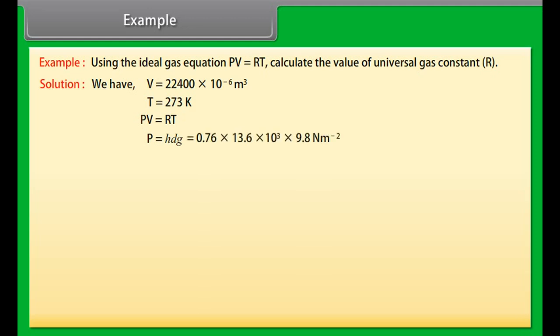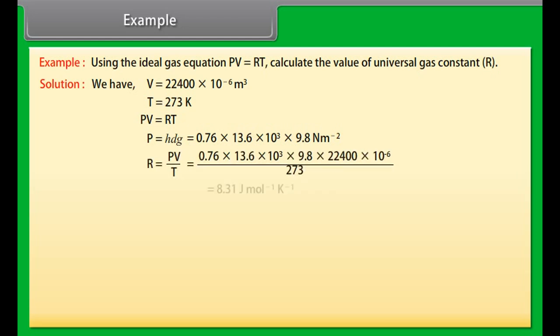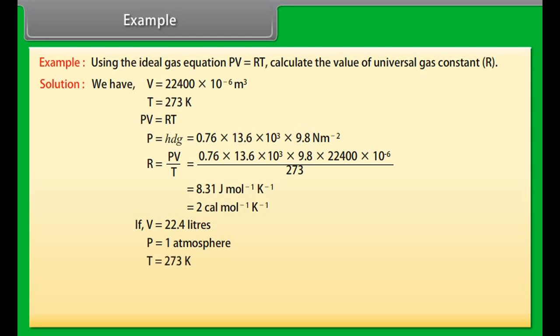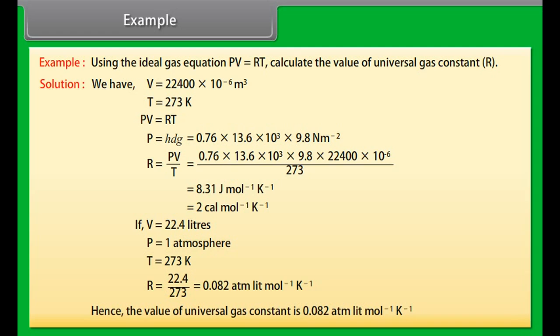Now, we calculate the value of R by putting in the values. R = PV/T = 2 calorie per mole per Kelvin. If V = 22.4 liters, P = 1 atmosphere, T = 273 Kelvin, R = 0.082 atm liter per mole per Kelvin. Hence, the value of the universal gas constant is 0.082 atm liter per mole per Kelvin.